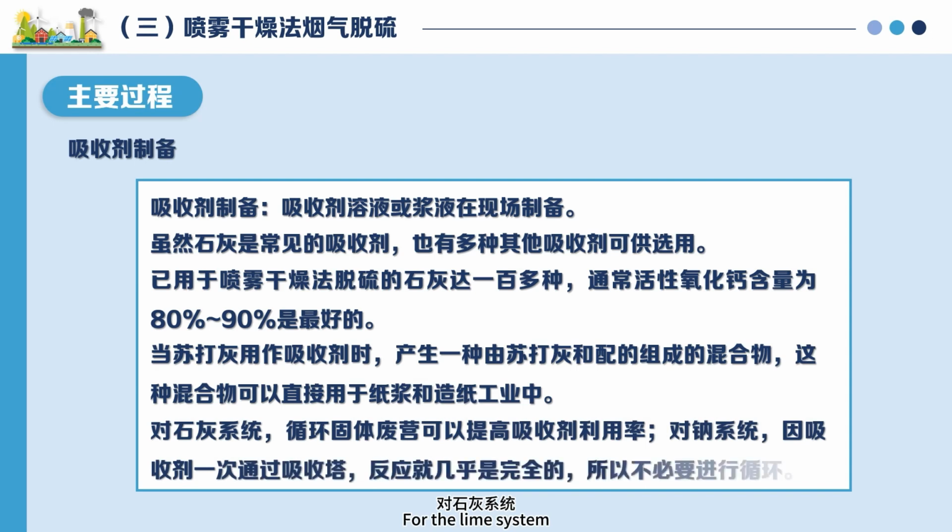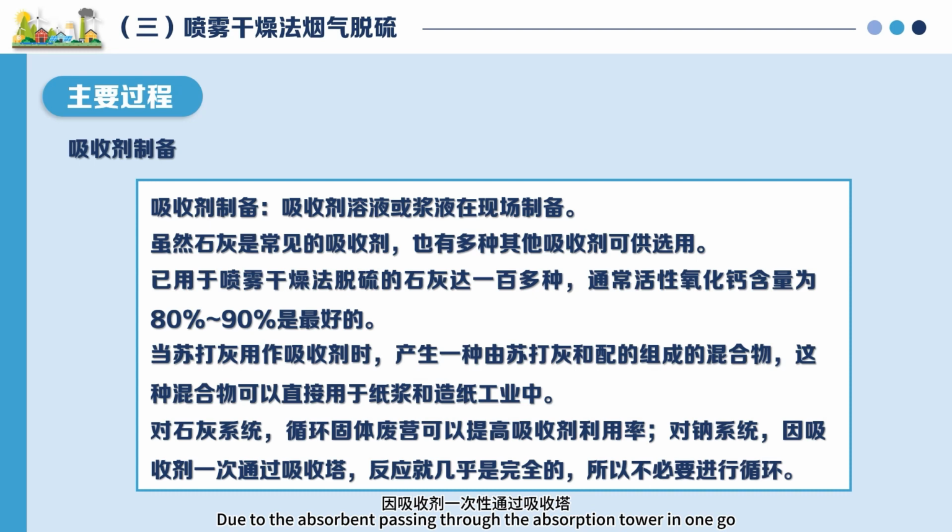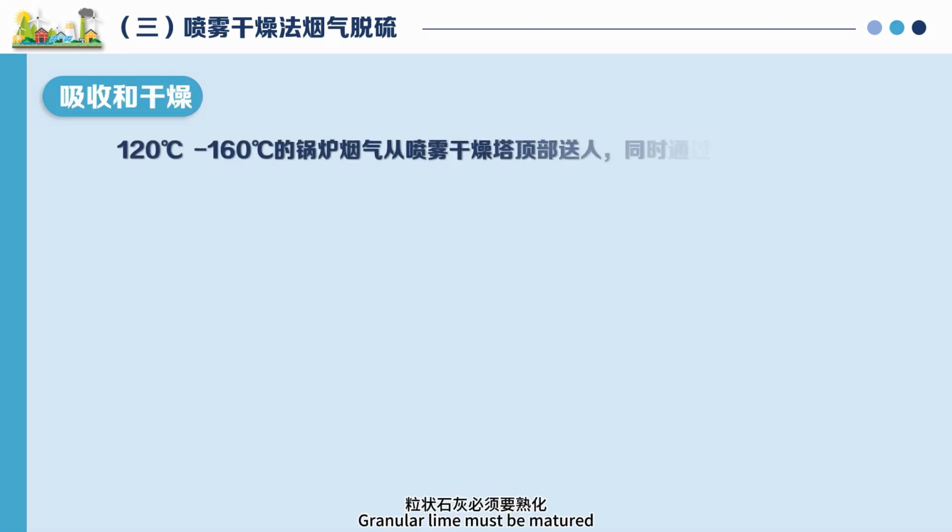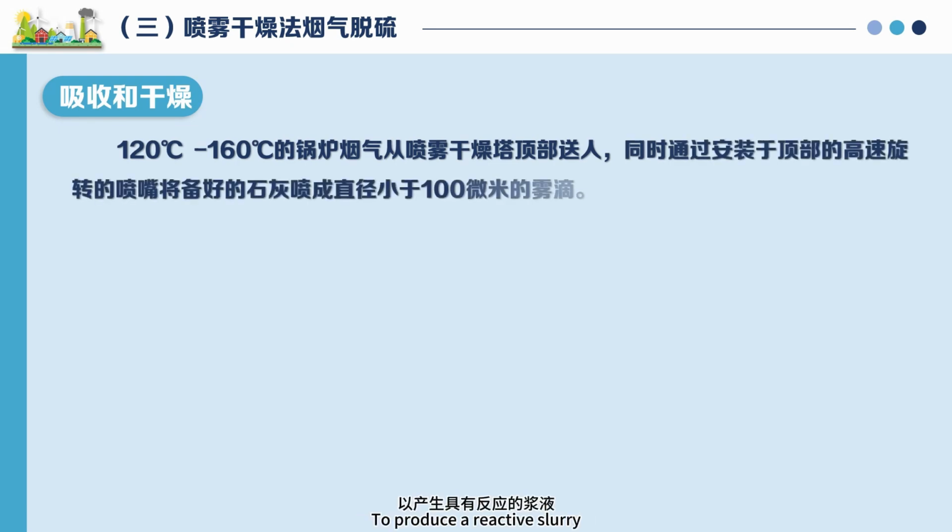For the lime system, recycled solid waste can improve the utilization rate of absorbent. For sodium absorption systems, because the absorbent passes through the absorption tower in one go, the reaction is almost complete, so there's no need for a loop. In the lime system, granular lime must be matured to produce a reactive slurry.